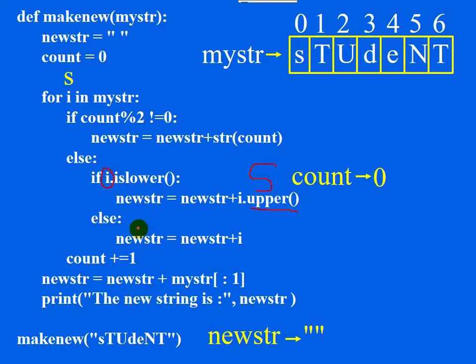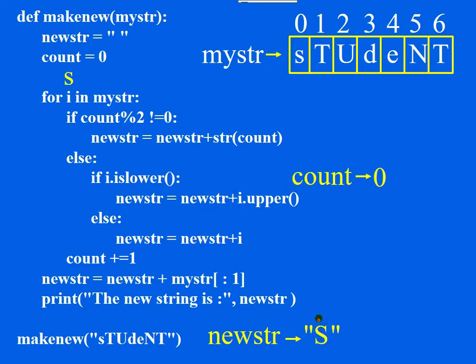So here, please understand the meaning. I contains small s. So small s dot upper means here you get capital S, big S. So new string contains empty string. So the empty string is concatenated with a capital S, which means here you get capital S, that is assigned to new string, which means now your variable new string points to capital S.